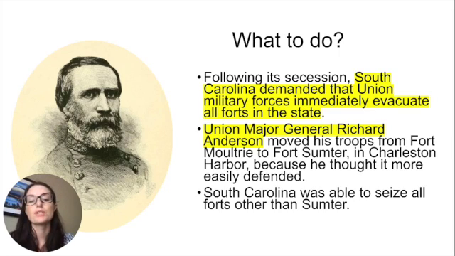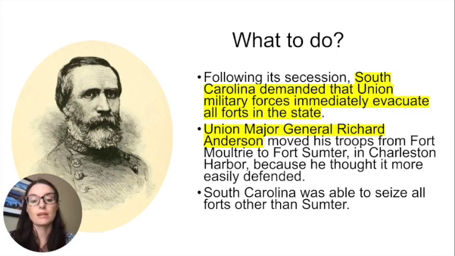Let's continue. Union Major General Richard Anderson moved his troops from Fort Moultrie to Fort Sumter in Charleston Harbor because he thought it was more easily defended. So under important people and their role, we're going to write General Richard Anderson, and we're going to make a note that he was the Union general.